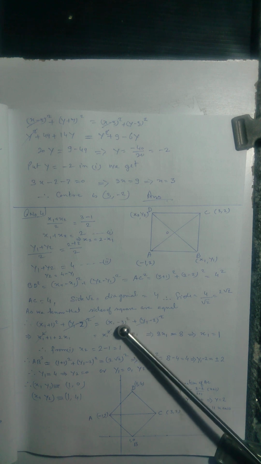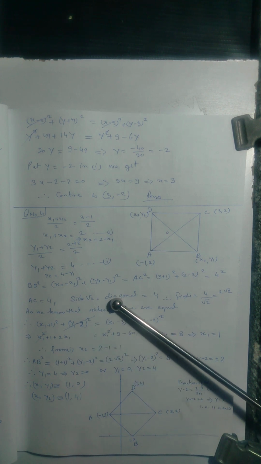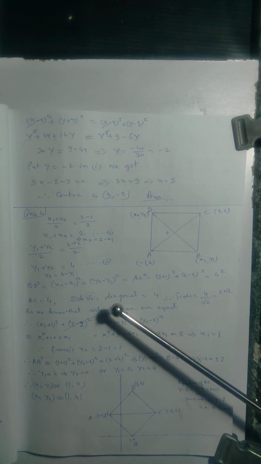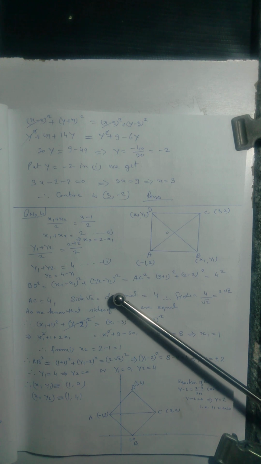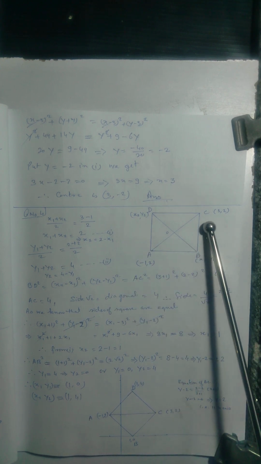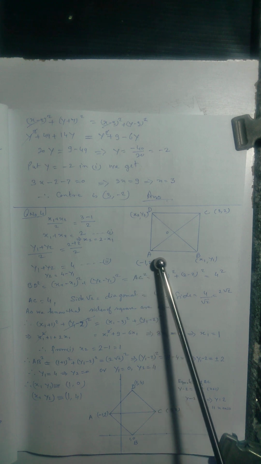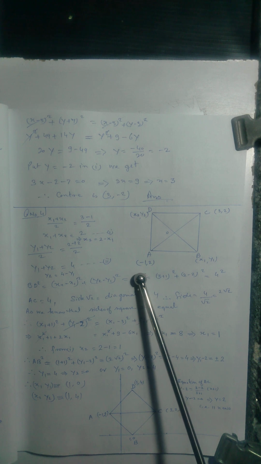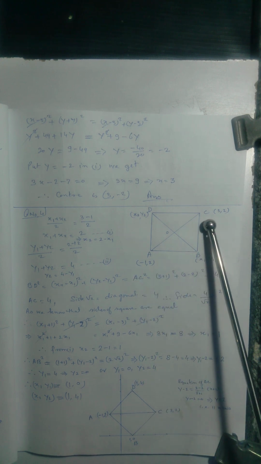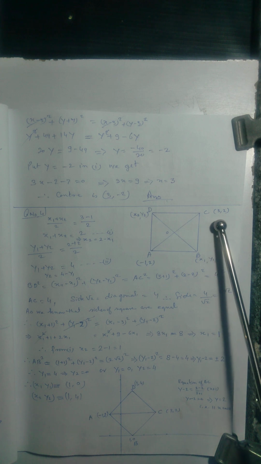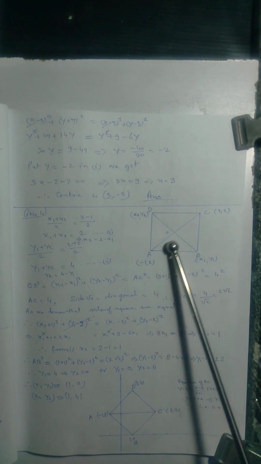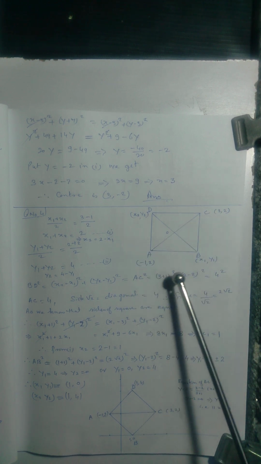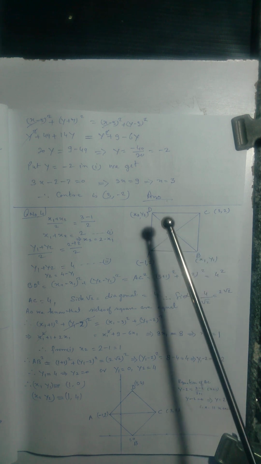Now proceed to question number 4. The two opposite vertices of a square are minus 1, 2 and 3, 2. Find the coordinates of the other two vertices. There is a square ABCD, and the coordinate of the point A, minus 1, 2, is given, and the opposite vertex, that is C, is 3, 2. The coordinates of these points A and C are given. We have to determine the coordinates of B and D.